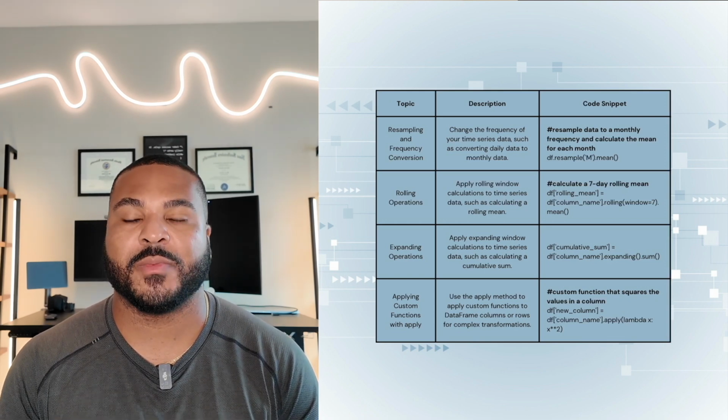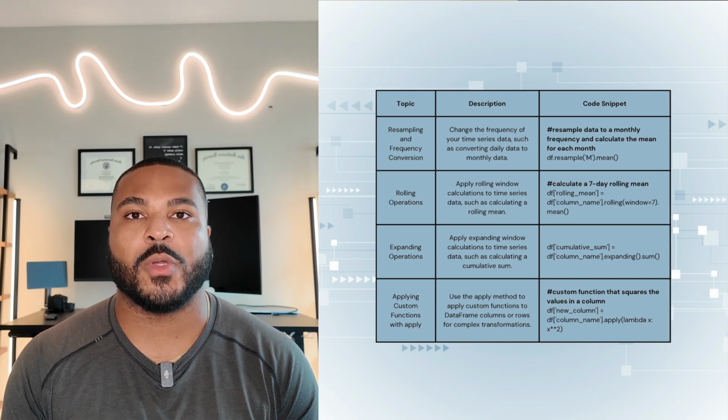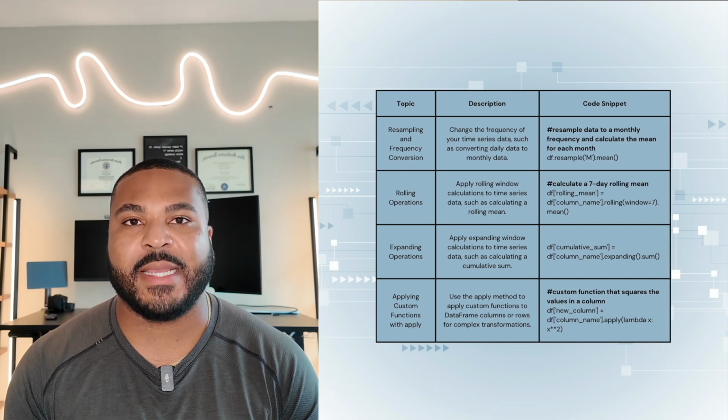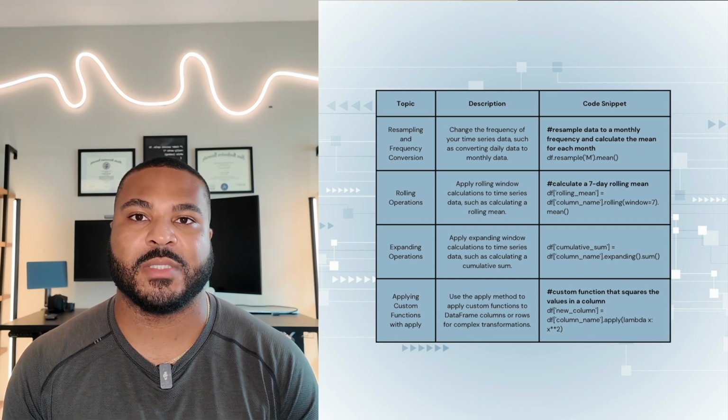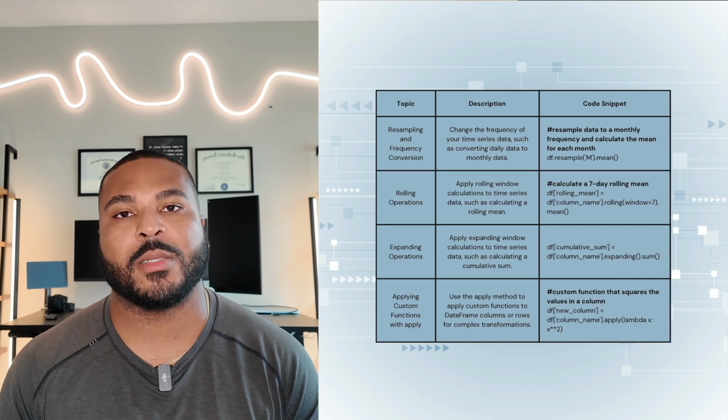Rolling operations are used to apply calculations over a sliding window of data. This is useful for smoothing time series data or calculating rolling statistics, such as a rolling mean. So in this example, a 7-day rolling mean is calculated for the specified column, and the result is stored in a new column called rolling_mean.